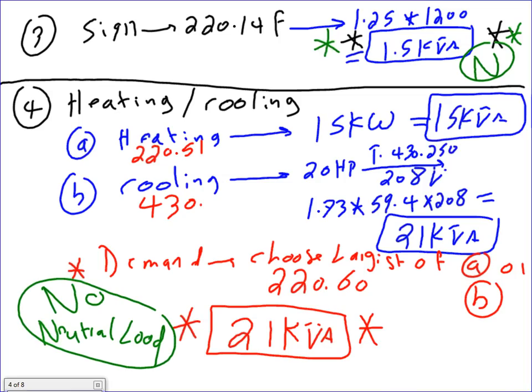Okay? I just wrote myself a note here. No neutral load for this step number 4. Why? Everybody knows why? Three-phase, right? Because it's a 3-phase system. It's balanced. So no carrying. I'm not carrying the 21 kVA down.